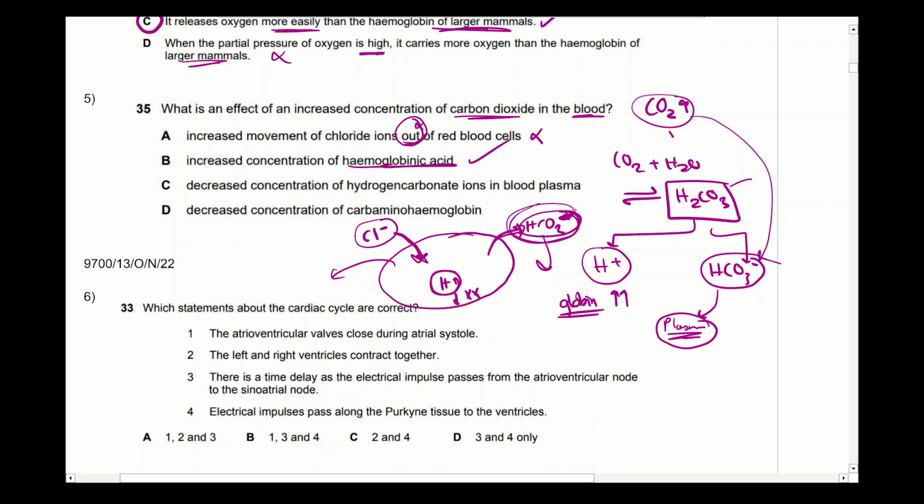C, decreased concentration of hydrogen carbonate ions in the blood plasma. This is incorrect. We said that they increase in amount and are transported in the plasma, so this is incorrect. It actually increases. Now, decreased concentration of carbaminohemoglobin, also this is incorrect. It increases. Therefore, the answer is going to be B.